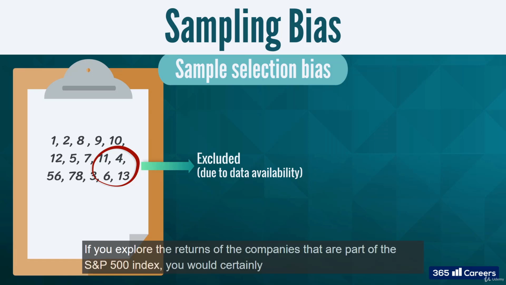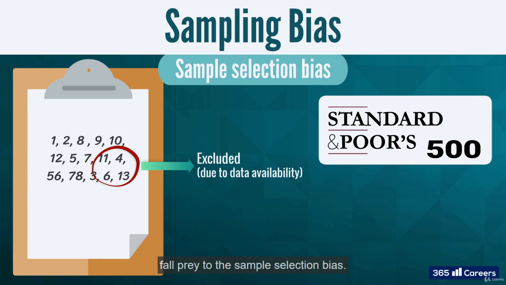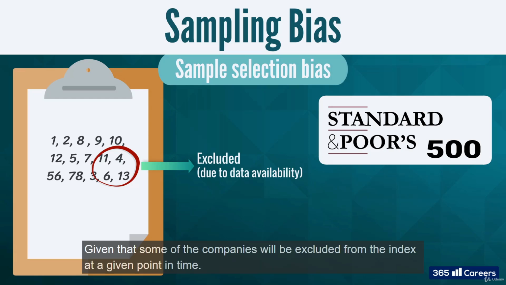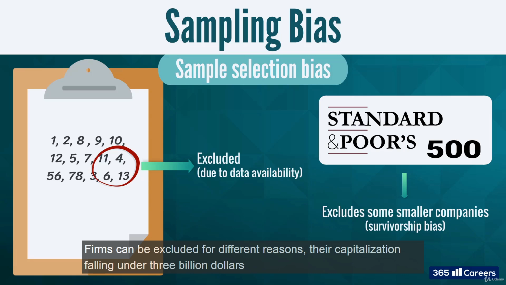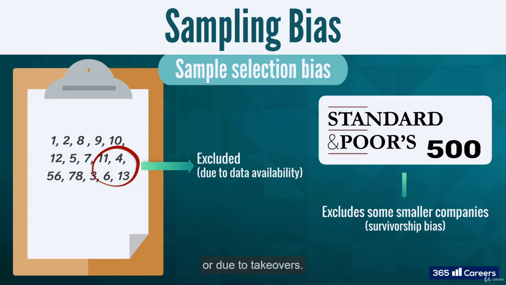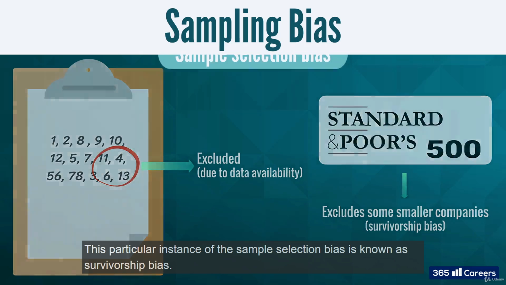If you explore the returns of the companies that are part of the S&P 500 index, you would certainly fall prey to the sample selection bias, given that some of the companies will be excluded from the index at a given point in time. Firms can be excluded for different reasons: their capitalization falling under $3 billion, or due to takeovers. Nevertheless, the original sample that was to be explored becomes different. This particular instance of the sample selection bias is known as survivorship bias.